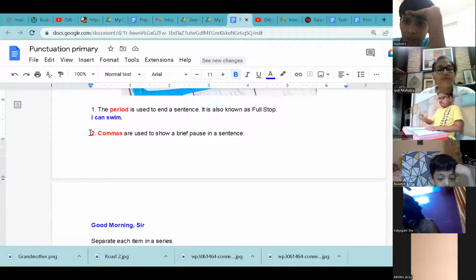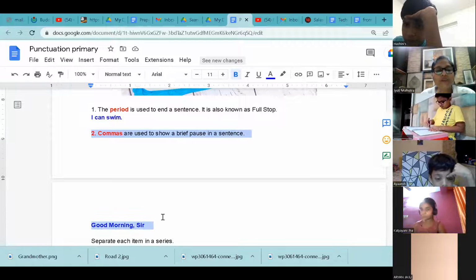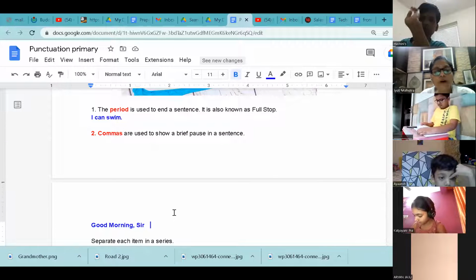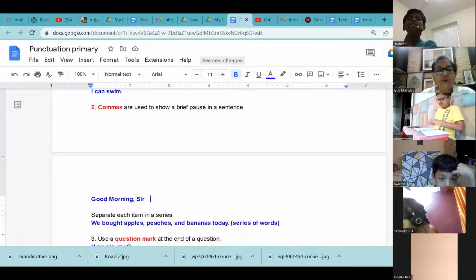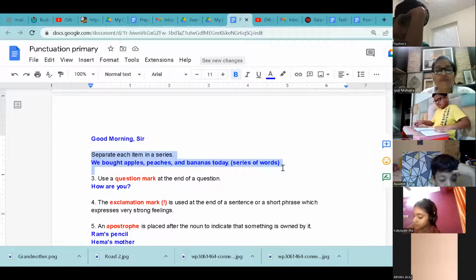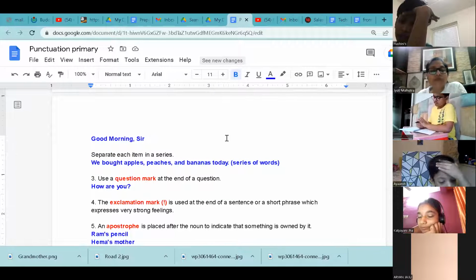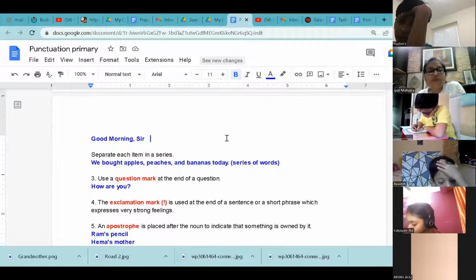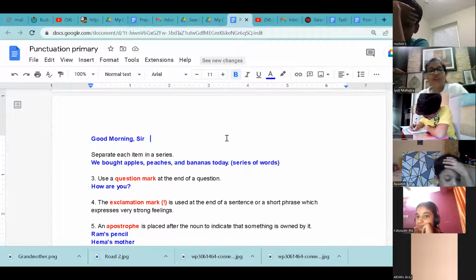Commas. Commas are used to show a brief pause in a sentence. For example, Good morning, sir. So good morning has a comma after it because we are indicating a brief pause. Now there is one more usage, and read this one also. Commas are also used for this usage. Please read. Separate each item in a series. We bought apples, peaches, and bananas today. Series of words. All right. Atharva, would you like to read the third one?